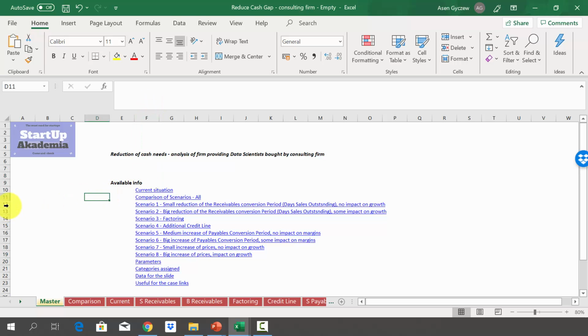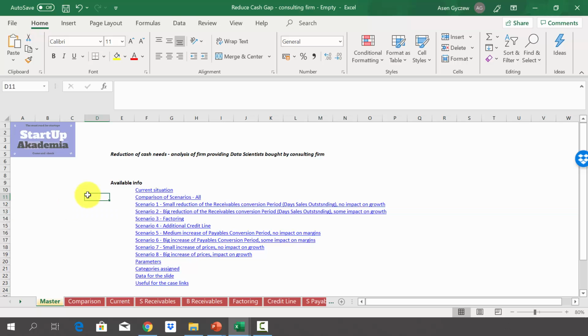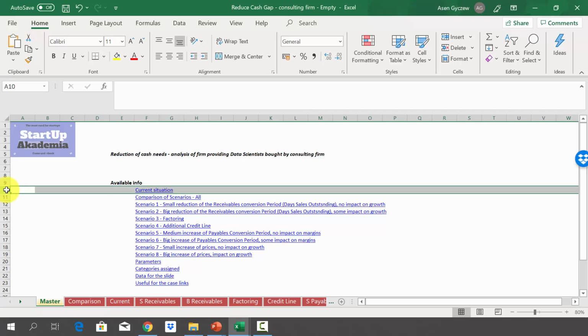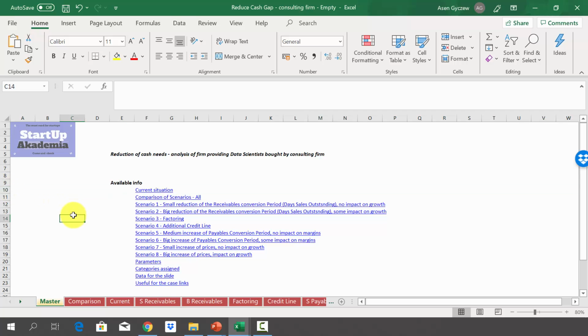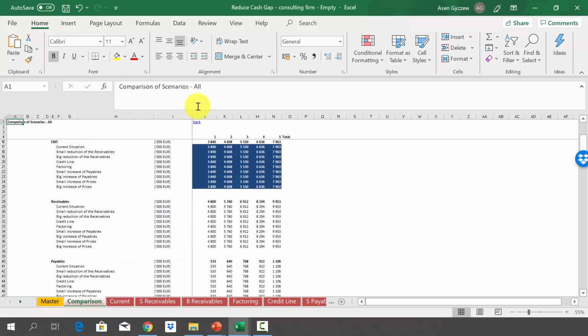As you will see, we have prepared for each and every scenario a separate sheet where you can play with the assumptions. All the sheets look exactly the same way. They will look exactly like the current situation sheet. So we're going to just discuss this one in this lecture. And obviously later on, we can compare all the scenarios in the comparison sheet.